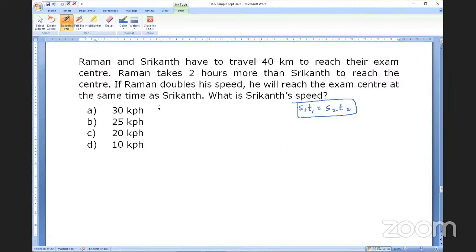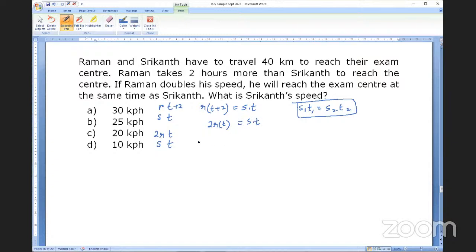Speed of Raman is R and speed of Srikant is S. Raman takes 2 hours more than Srikant. That means if Srikant is taking T hours, Raman will take T plus 2 hours. So the first equation will be R into T plus 2 equals S into T. Second statement says Raman doubles his speed. That means Raman's speed is 2R and Srikant's speed is S. He will reach the exam center at the same time as Srikant. Srikant is reaching in T hours, Raman will also reach in T hours. The second equation will be 2R into T equals S into T.